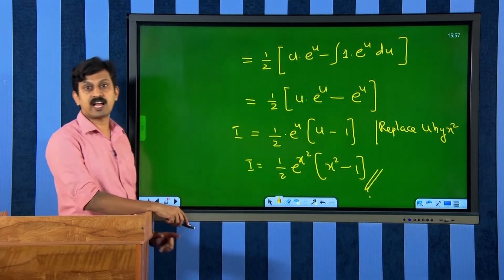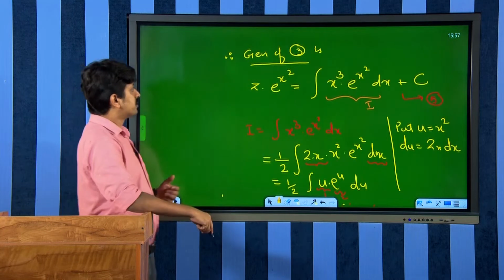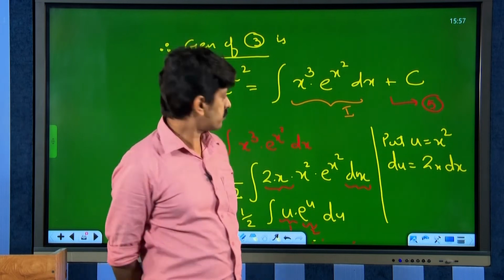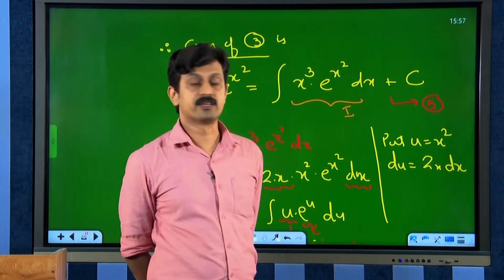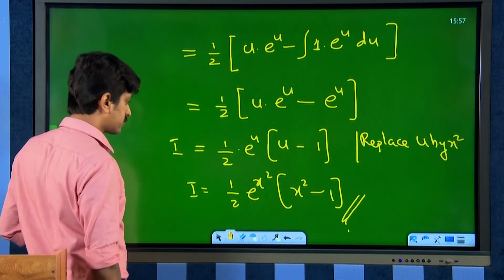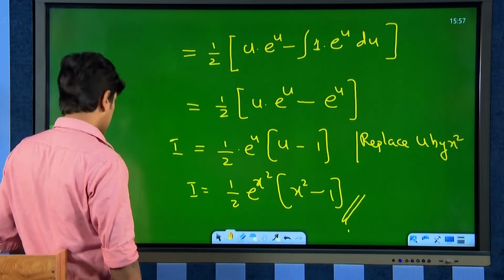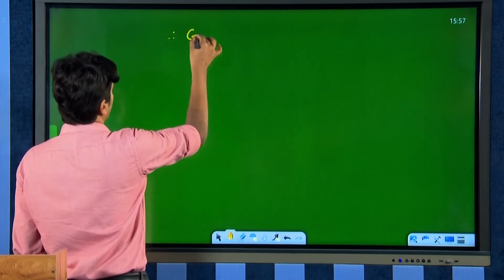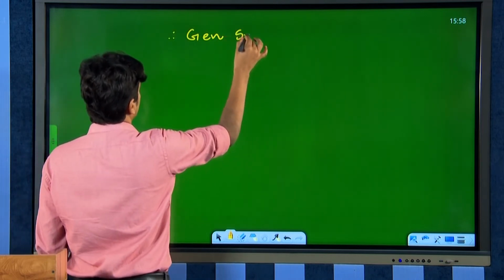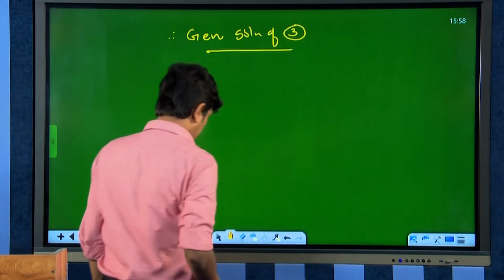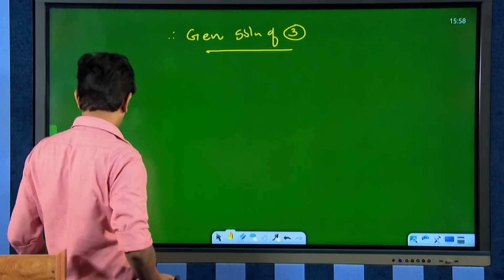Okay, that is I that we extracted from equation number 5. We can substitute the value of I in equation number 5. So, finally, we will have the general solution of equation 3 by substituting these values into equation number 5.